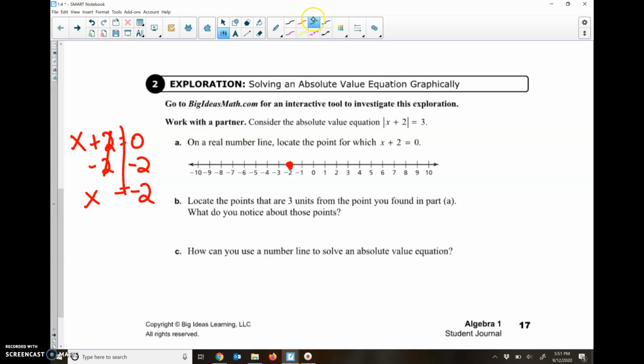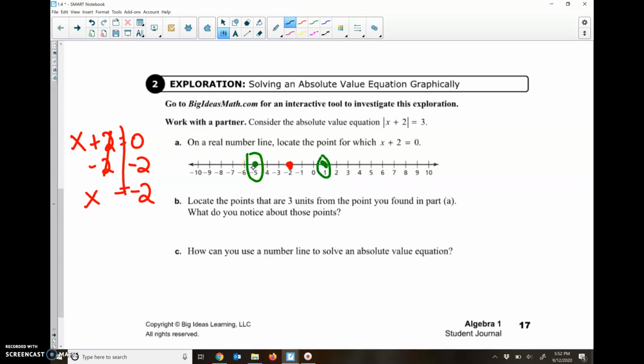Then it says locate 3 points that are 3 units from the point that we found. What do we notice about those points? So I'm going to notice 3 to the left. So 1, 2, 3. So now I'm at -5. And I'm going to go 3 to the right. 1, 2, 3. So now I'm at +1. And the thing that we should notice is those are the answers for our problem. Most absolute value equations have 2 answers. And we're going to go ahead and plug in these 2 answers to check it.